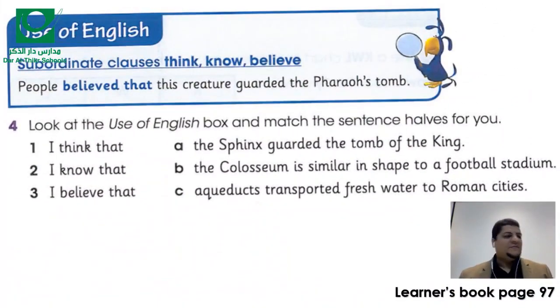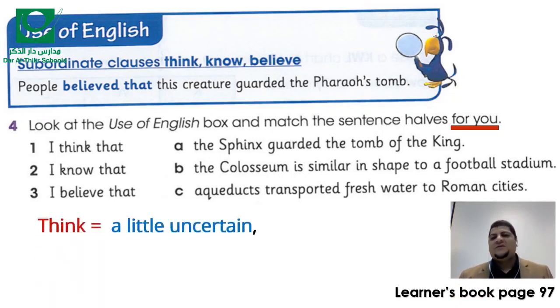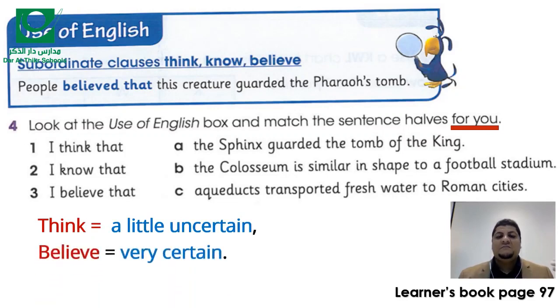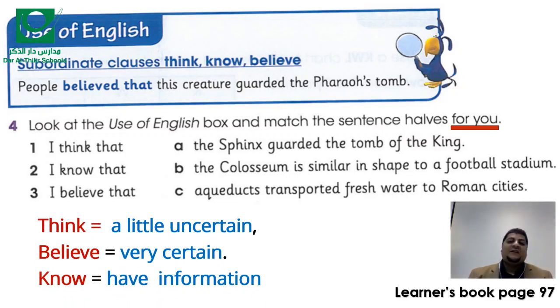Here, this is on page 97. Please look at the use of English box and match the sentence halves for you. I said for you. Why for you? Because it's up to you. There are no incorrect answers here. Whatever you say is correct. All I want you to do is to use think as a little uncertain, believe as very certain, and know as if you have information.